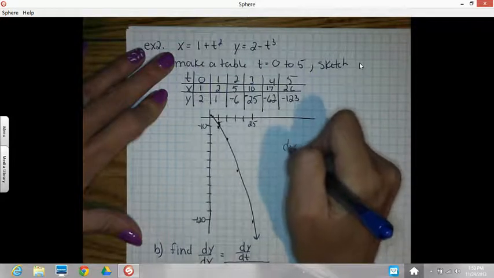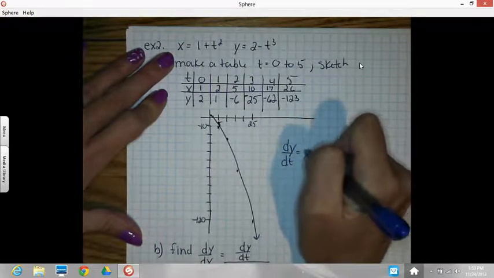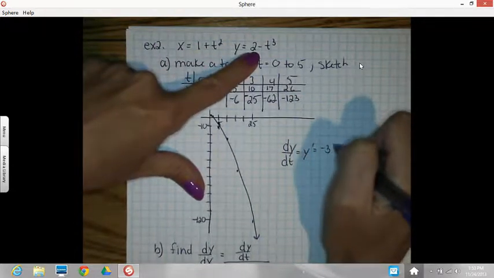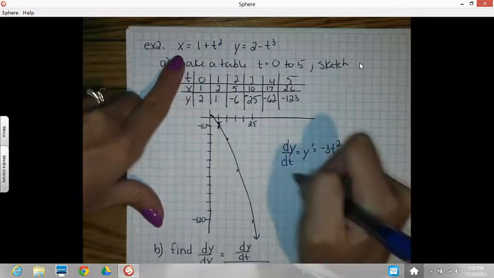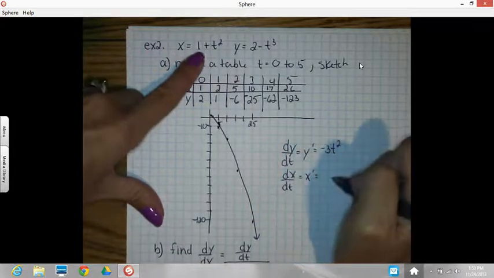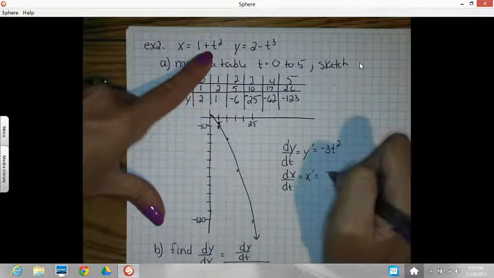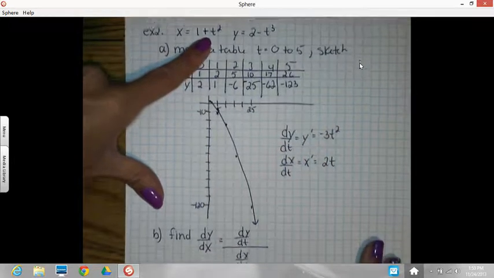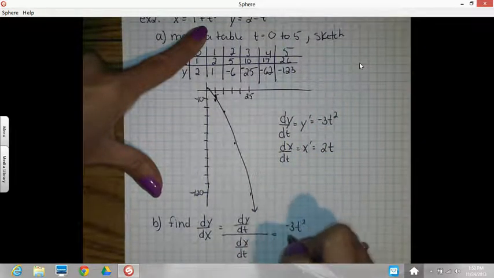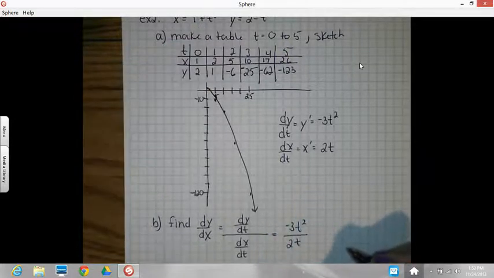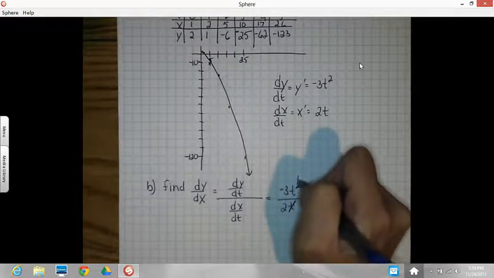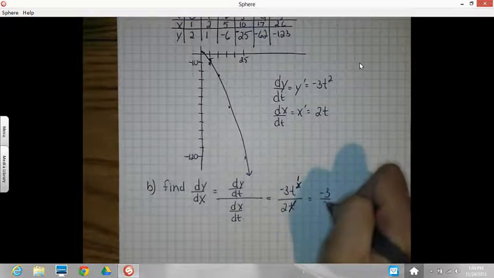I think I'll use this space up here. So dy/dt, also known as y prime, is going to be, derivative of 2 is 0, negative 3t squared, and then dx/dt, x prime, derivative of 1 is 0, plus derivative here will be 2t. Now when I divide those, the y one is on top, negative 3t squared over 2t. I can simplify by canceling out a t. This one's going to be gone, this one's going to be down to 1. So I get negative 3/2 t.